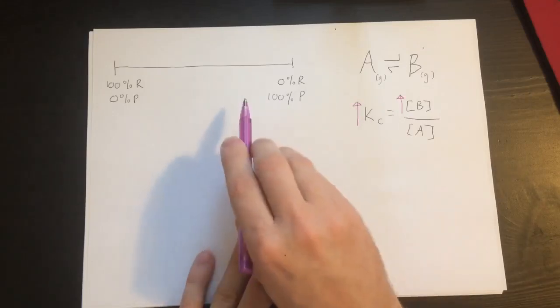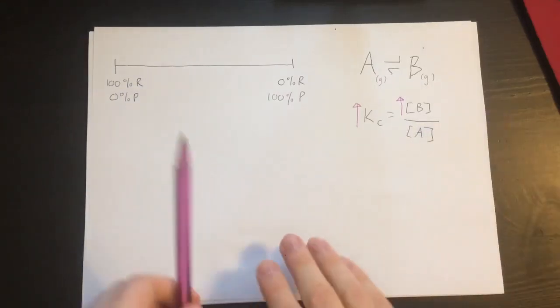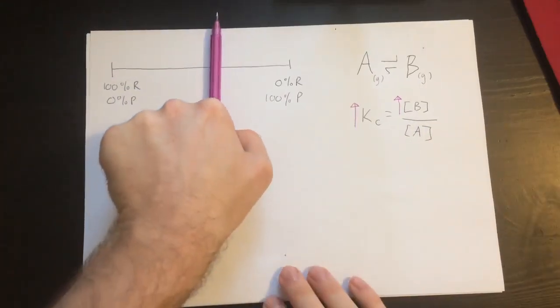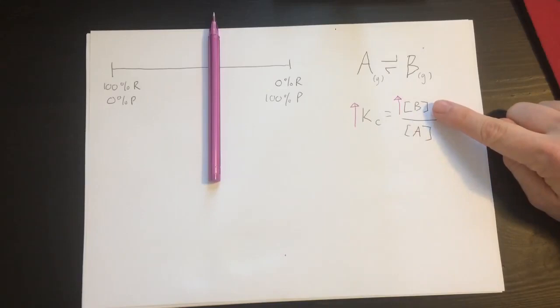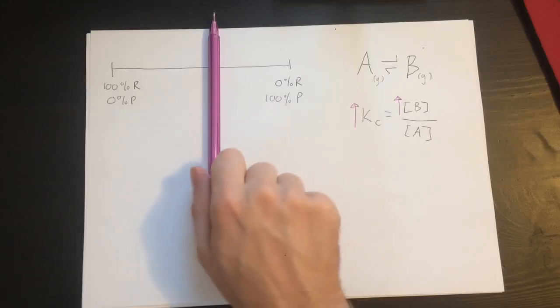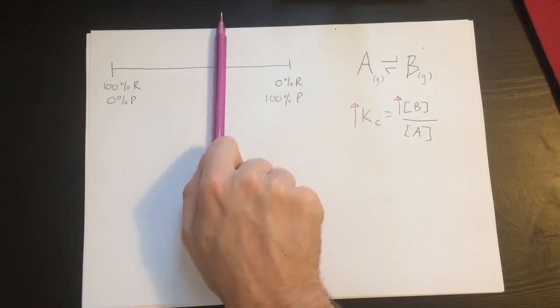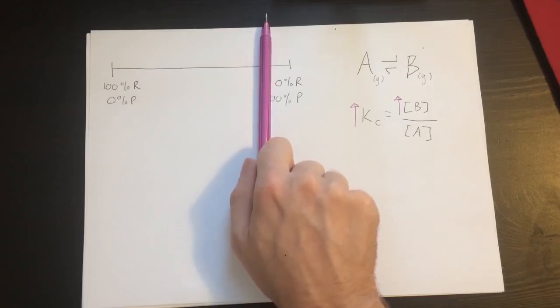Let's have a look at how that plays out on our sliding scale here. Let's say I started off with an equal amount of each, right? Let's say I had 50% reactants, 50% products. If we increase the concentration of our products, you're going to start having more products than you have reactants, and so our scale will slide to the right.